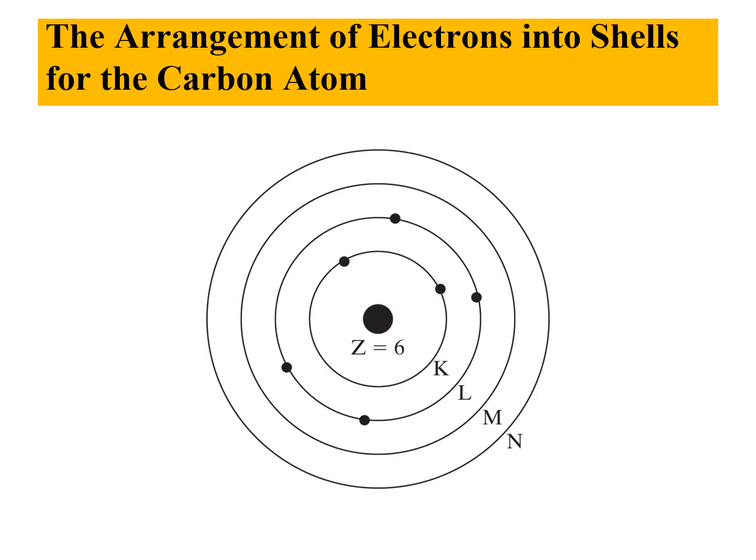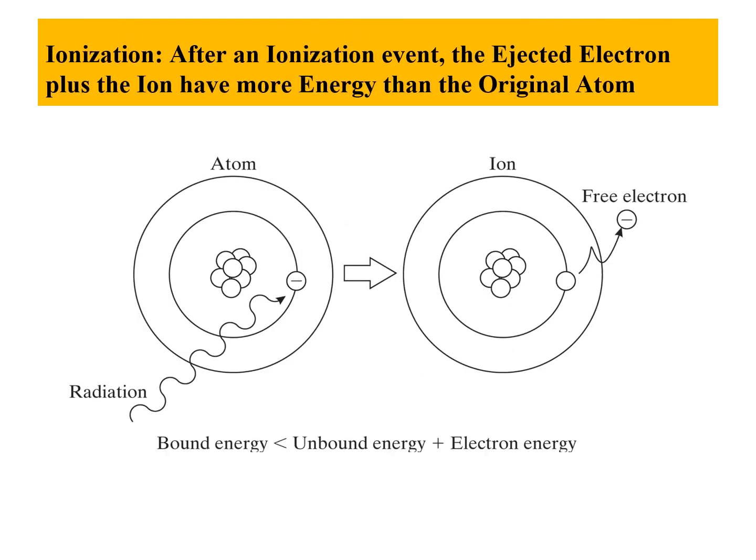All right. So here is the arrangement of the electrons in the shells for the carbon atom. We have 6 electrons, and it's stable. Those are the orbits, the shells, K, L, M, and how many electrons we have to have in each one of them. Now, why is this important? We just want to make sure that with ionization, we have an ejected electron, and the ion has more energy than the original atom, which means, if you remember Gibbs free energy, atoms like to go to reduce their energy.